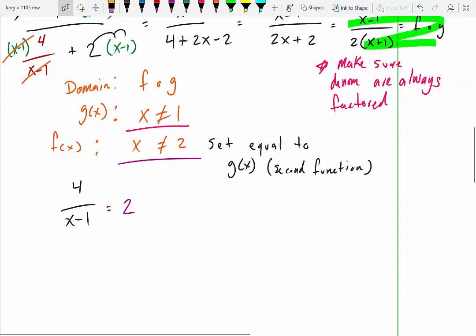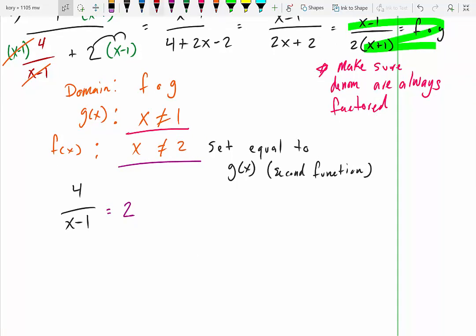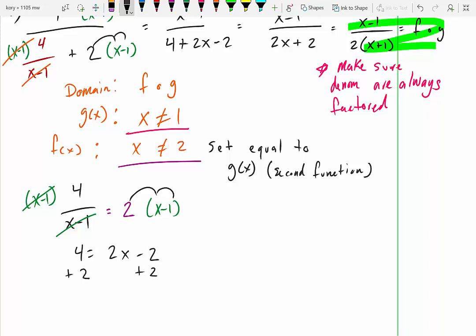So what do we do to solve for x? Yep, multiply it by the denominator. So when we do that, it cancels them out. And then we're left with 4 equals, we're going to distribute the 2, 2x minus 2. We're going to solve for x. So we add 2 to both sides. We get, yeah, that's right.